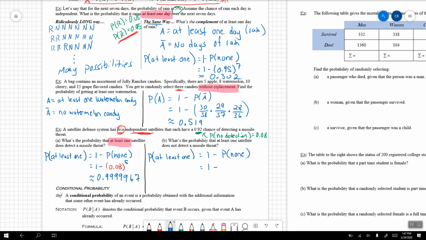So what's the probability that at least one satellite does not detect a missile threat? The complement of not detecting a missile threat is that they do detect a missile threat. What's the probability for detecting a missile threat? Well, that probability is actually right here. That's going to be 0.92. How many satellites do we have? We have 5 of them. So our probability is 1 minus 0.92 to the power of 5.